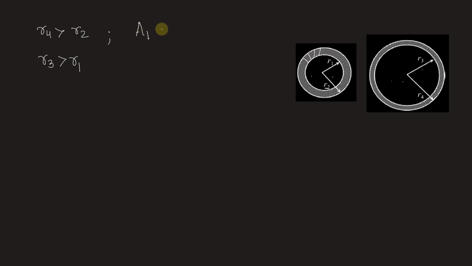So we can write A1, let this be A1, this be A2. Then A1 is equal to A2. Hence, if we calculate the areas of these bars, it is pi into R2 square minus R1 square. Outer area minus inner area will give the area of this hollow section. It is equal to pi into, same case with the bigger one, R4 square minus R3 square. So we have the relation R2 square minus R1 square is equal to R4 square minus R3 square. Let this be equation 1.